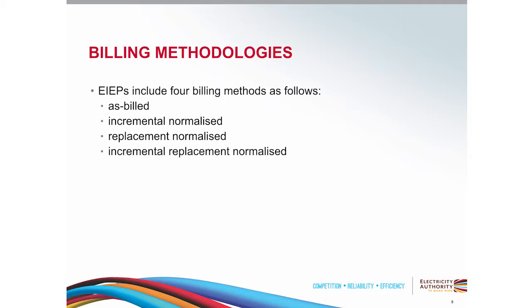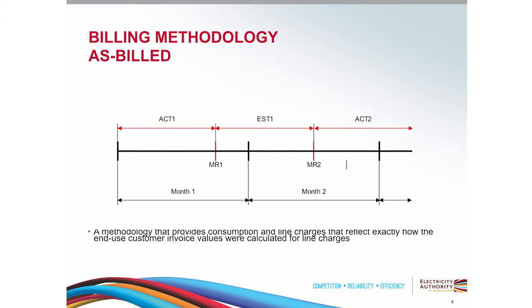So, billing methodologies. EIEPs, like I was saying, we have simplified to 4 billing methodologies. And what do they mean? The first one is As-billed. And As-billed basically means what you see is what you get. It's basically what a retailer has billed out of their system within a month.